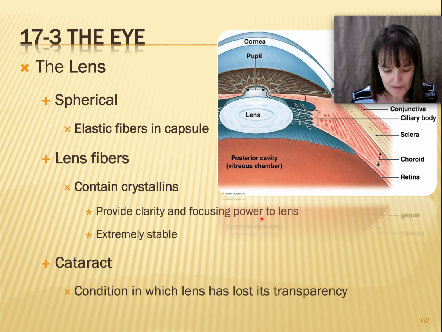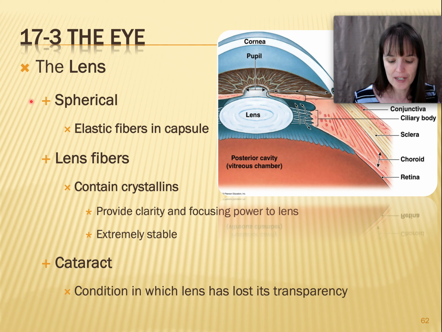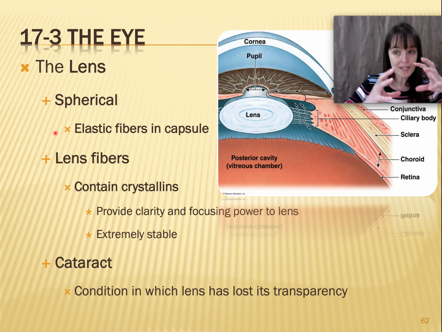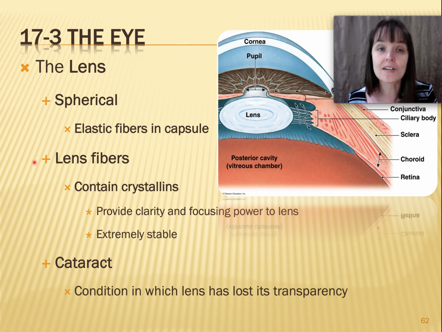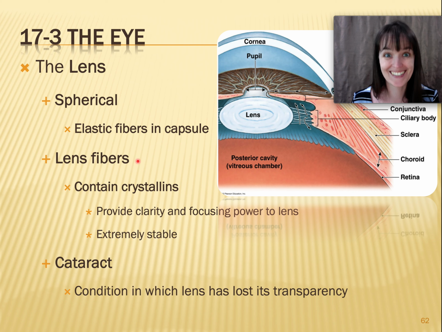The lens actively focuses visual images on the rods and cones by changing shape, and changing shape is going to be called accommodation. Undisturbed, the lens is spherical in shape due to elastic fibers in the capsule. So on its own, the lens is a globe, a sphere, a ball. Okay. Cells inside the lens are called lens fibers, so you actually have see-through cells.